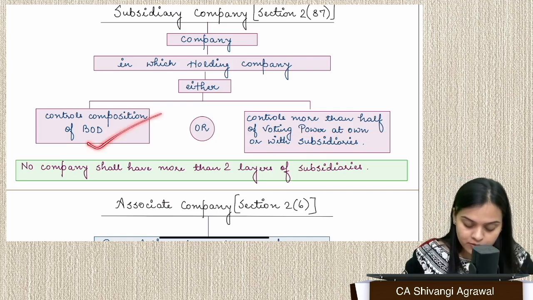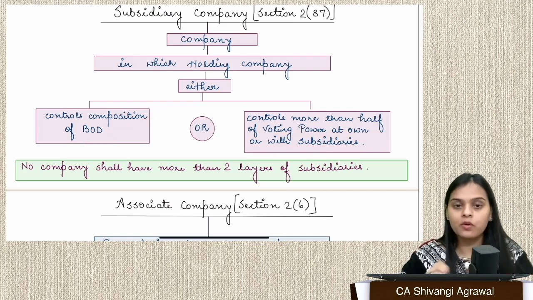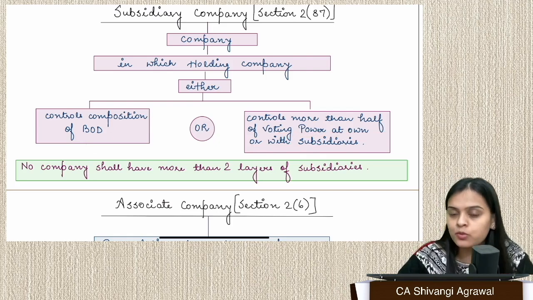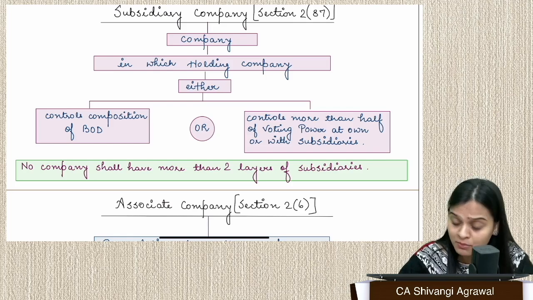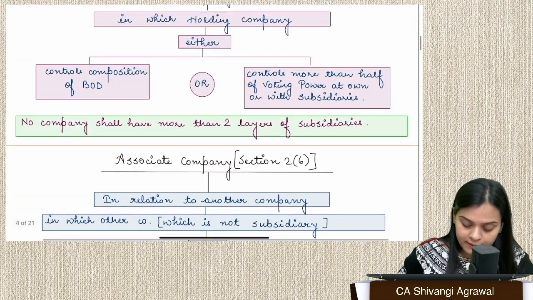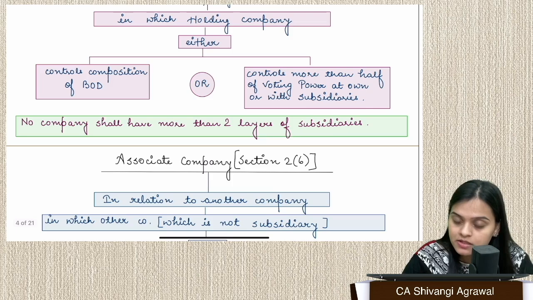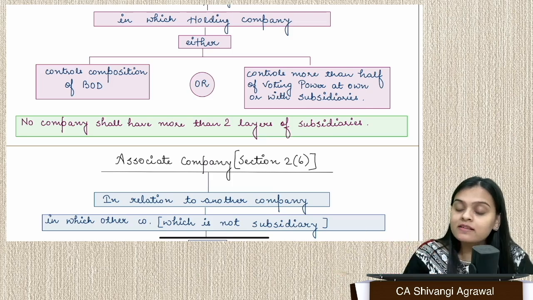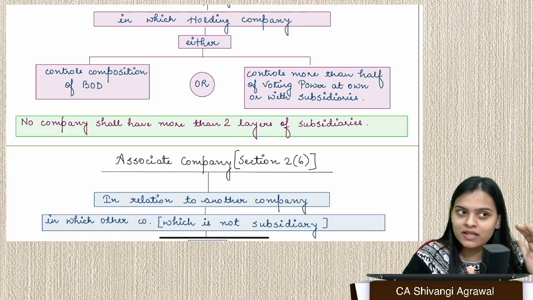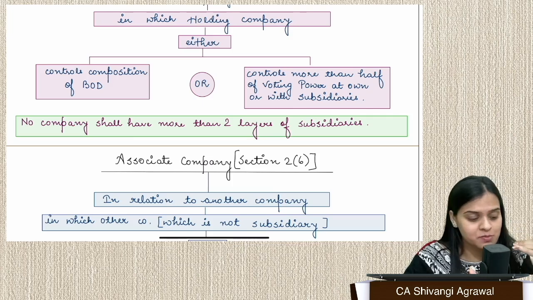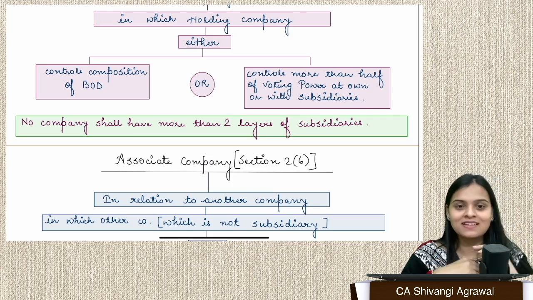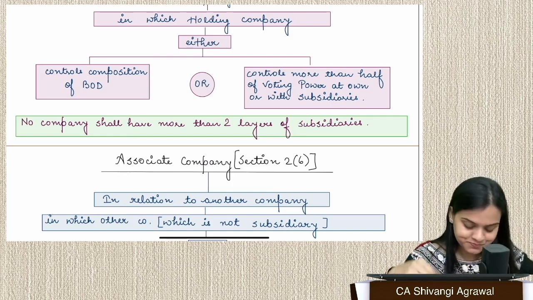Right, so you could also control composition of board of directors or exercise control in such a manner. In both the cases, you will result in becoming the subsidiary and the other company will become a holding company. Now there is one restriction that a company cannot have more than two layers of subsidiaries. Although in the section we just find that holding companies as may be prescribed shall not have layers of subsidiaries beyond numbers as prescribed. The number prescribed is 2.